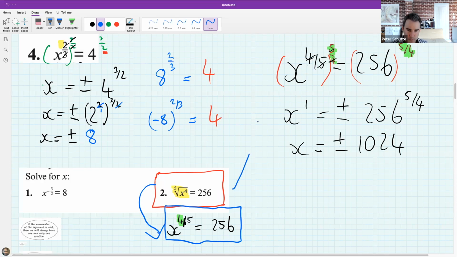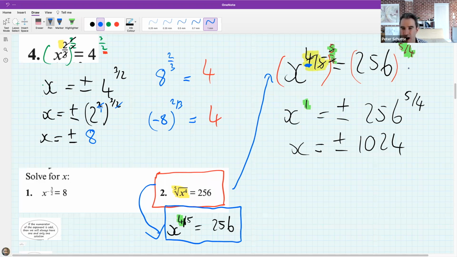Step two was to see what the fraction was, and it was 4/5. And I'm going to raise both sides to the opposite of that, which is 5/4. When I do that, those two cancel each other out, and I'm left with x to the 1 on the side. Now, because I notice that the equation with a fractional power has an even number as the numerator, I add the plus or minus at this step.